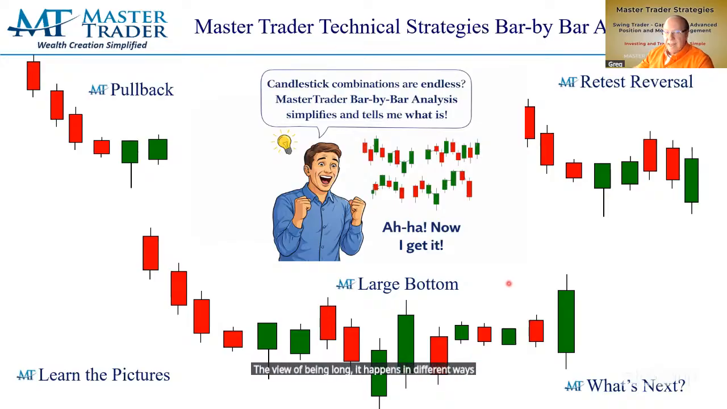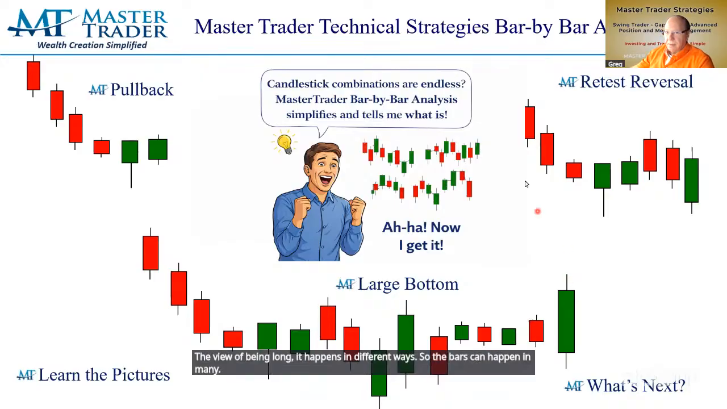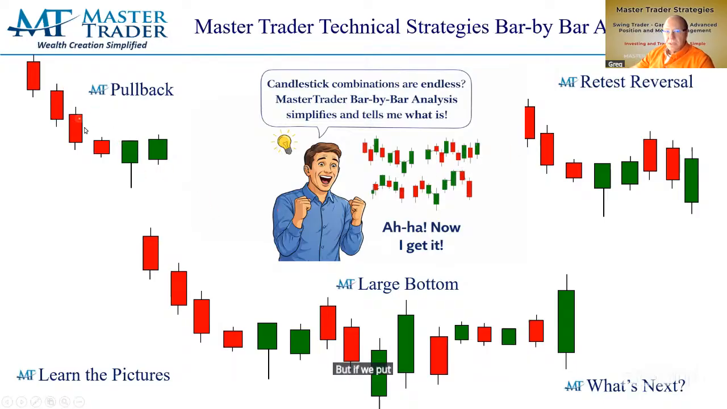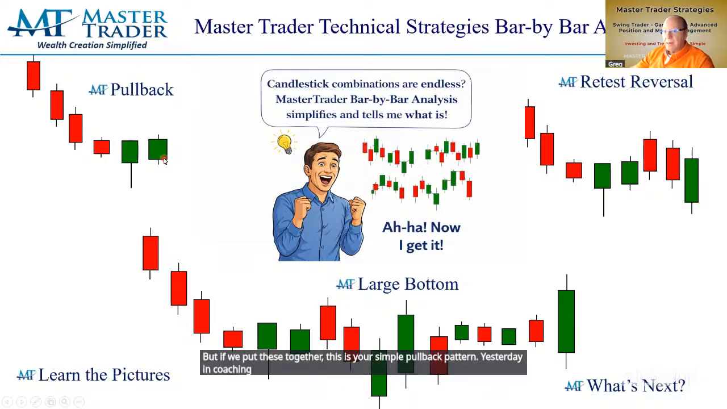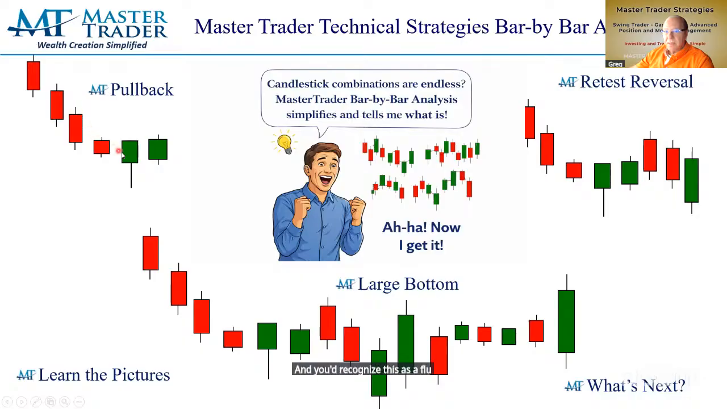So the bars can happen in many, many different ways, the format. But if you put these together, this is your simple pullback pattern. Yesterday in coaching, those of you there, we had conversations about fluid price movements and congestions, and you'd recognize this as a fluid price movement as prices went down. And this is what we call a bottoming tail bar. In other words, it went down and it came back up again.